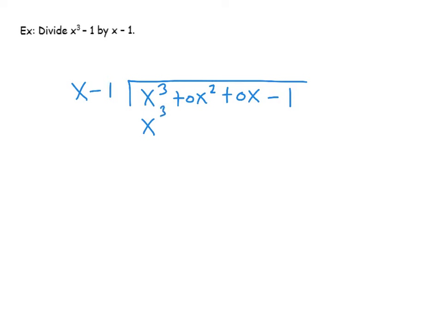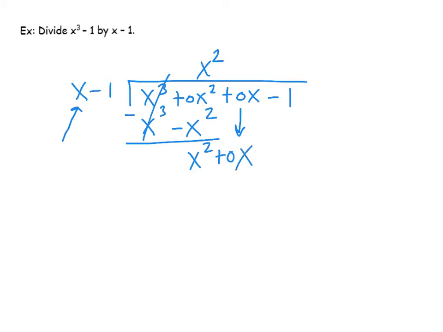So here we go again. What term do I need to put up top so that when I multiply it by x, I get x to the third? That would be x squared, okay? Make sure it lines up with the x squareds, because then I multiply it by negative 1 as well, and I get that, cancel, positive x squared, bring down 0x, okay? And now we're ready to do another round.